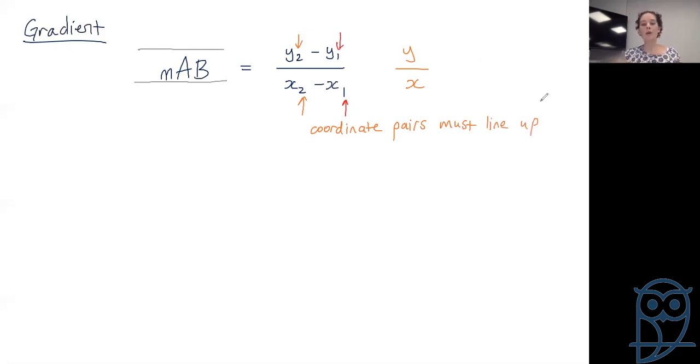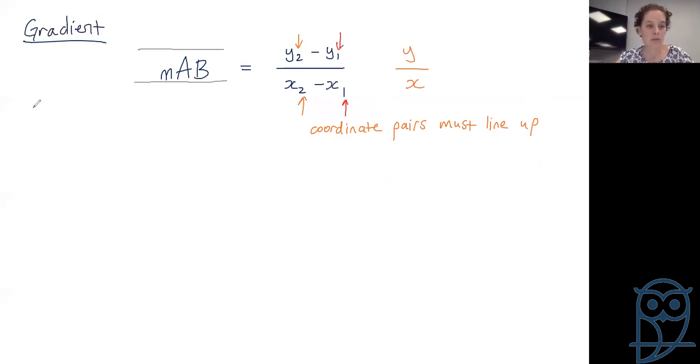So if you do it the other way around, y1 minus y2 over x1 minus x2, fine. I don't care which is your second coordinate and which is your first coordinate, but the thing is that your x's and your y's must line up in order to make this work. Otherwise, you're going to get all sorts of funky things going on.